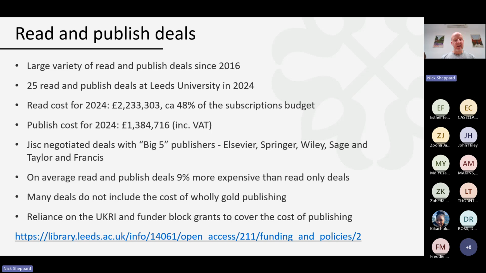Now, JISC has very recently negotiated, and it's just coming into play actually, deals for what we call the big five publishers. So they dominate the market. You'll be familiar with them all, I'm sure. Elsevier, Springer, Wiley, Sage, and Taylor and Francis. And again, a few more figures there in terms of the numbers around that. And there's a link there at the bottom for all of the read and publish deals that the university currently has. And as I say, that now includes the new read and publish deals that have just come into effect from January this year.